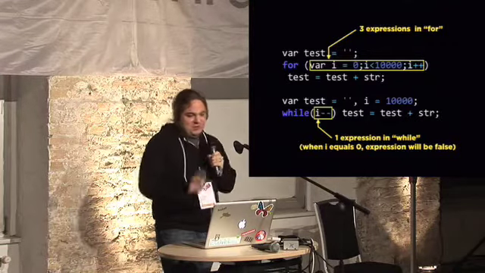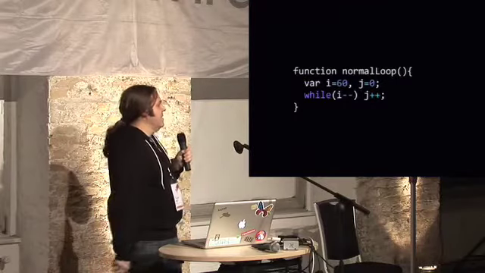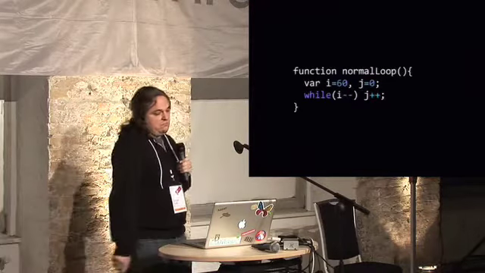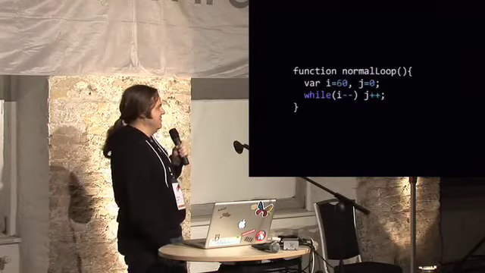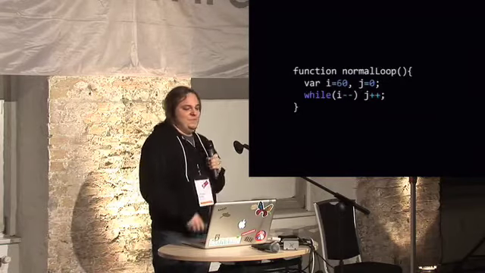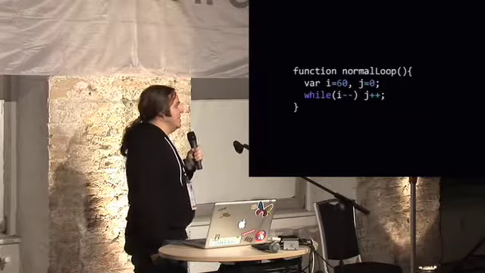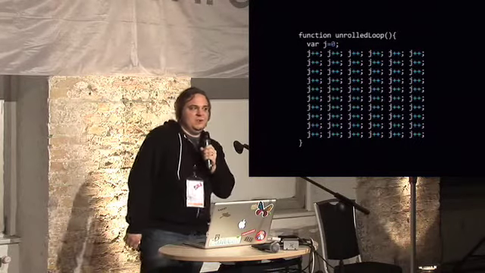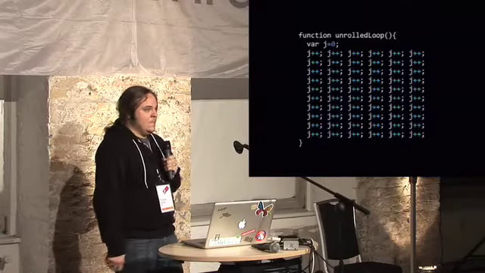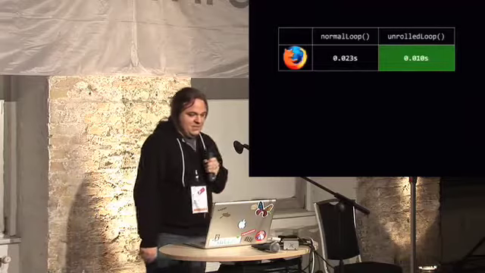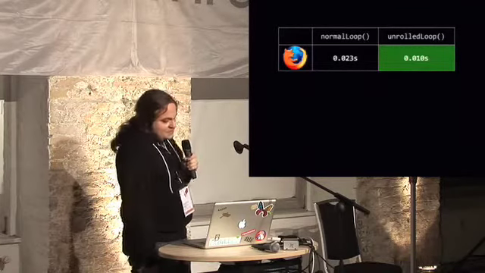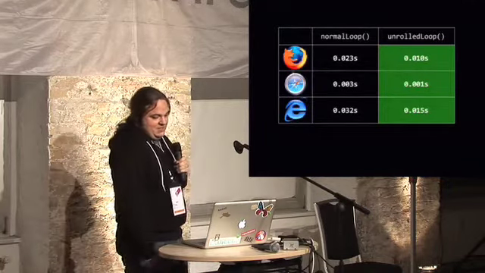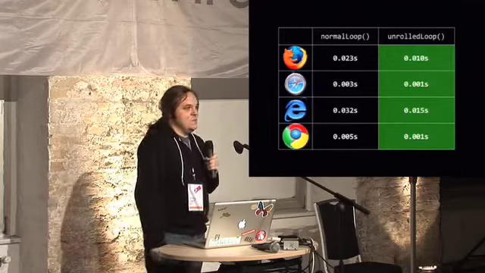But what's much more interesting is this. This is a loop that counts down i 60 times and increases j for each iteration. Of course, this code is completely useless. But it's a nice example of what I mean. So here's the same thing, unrolled. So guess what is faster? The unrolled loop is 2 times faster in Firefox. It's 3 times faster in Safari. It's 2 times faster in IE. It's 5 times faster on Chrome.